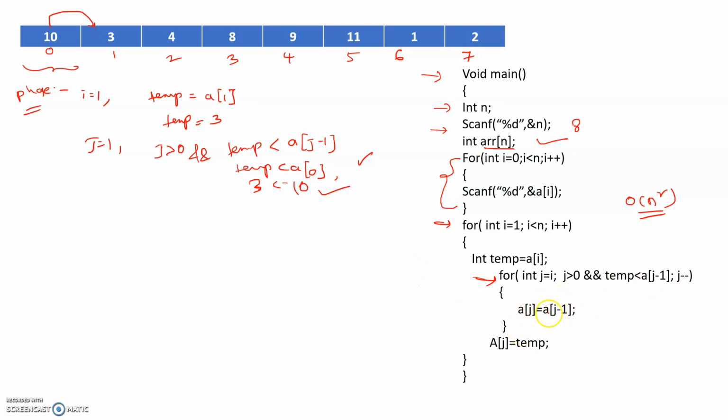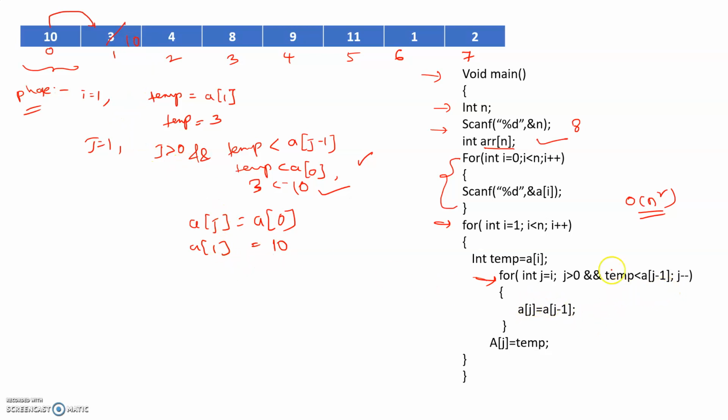So I am going to do one assignment a of j. A of j value is what? I, as per the iteration. A of j, that is a of 1 equals to a of j minus 1. So a of j minus 1 is what? 1 minus 1, 0. So a of 0 means this index position. Whatever the value we are copying from a of 0, it will be copied into the a of 1. So it is going to be overwritten on this element 10.